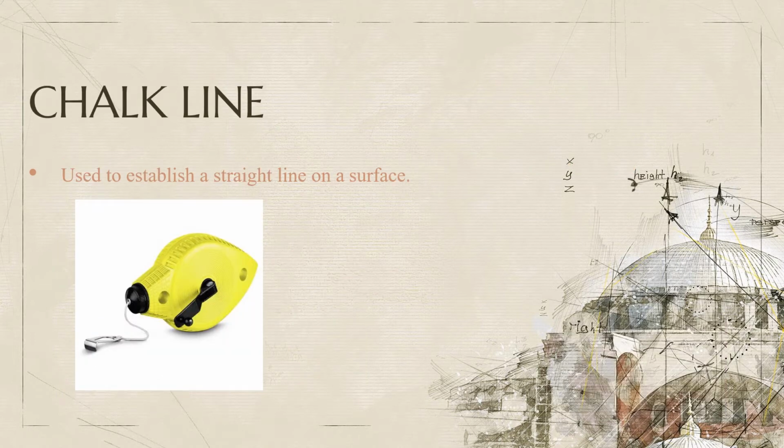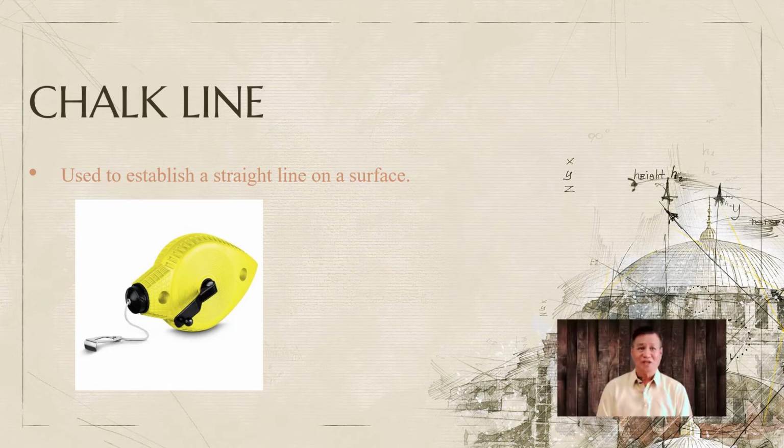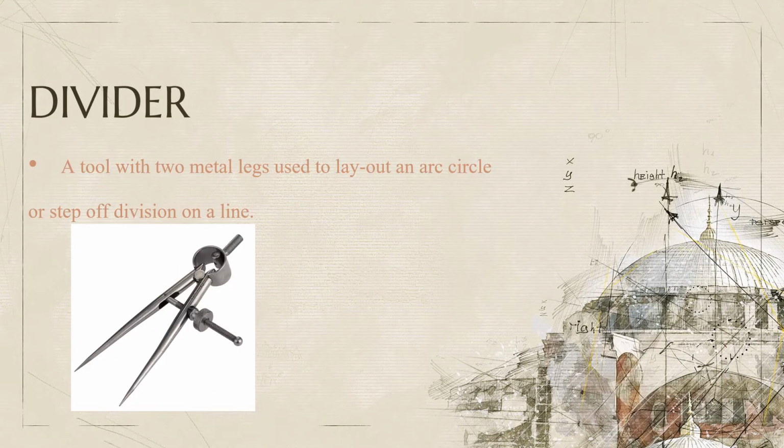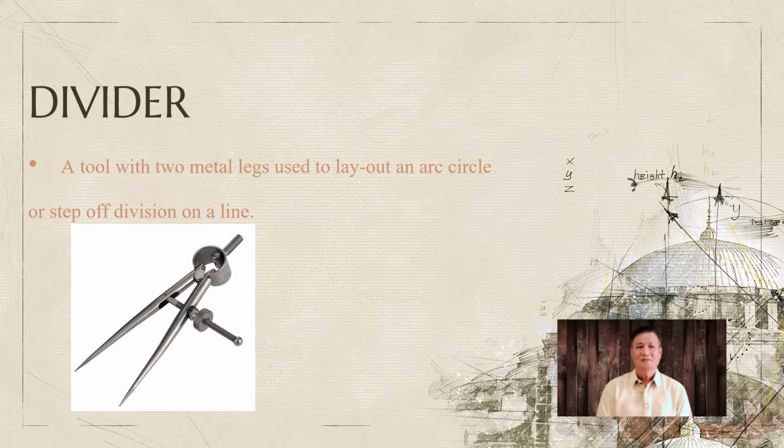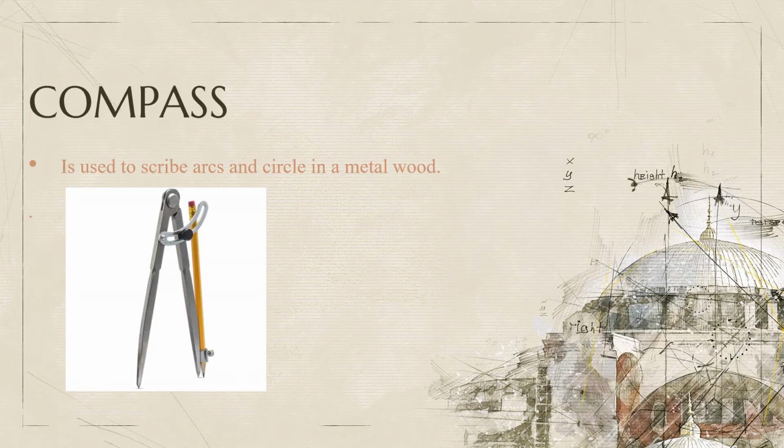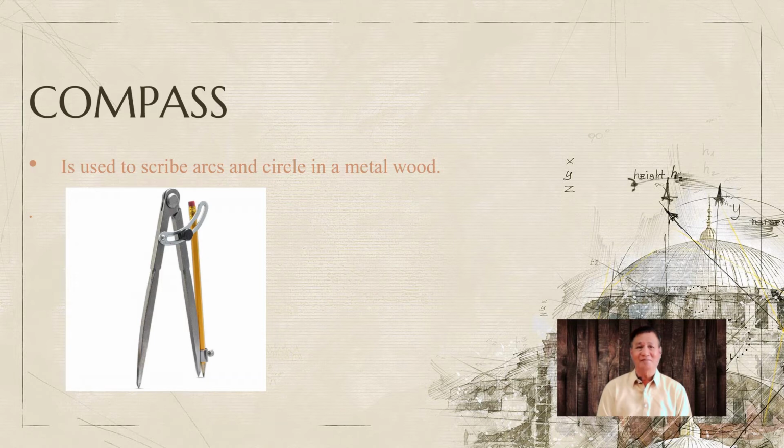Next is the chalk line. A chalk line is used to establish a straight line on a surface. Next is the divider. A divider is a tool with two metal edges used to lay out a circle or step off divisions on a line. The next is the compass. A compass is used to describe arcs and circles in metal.